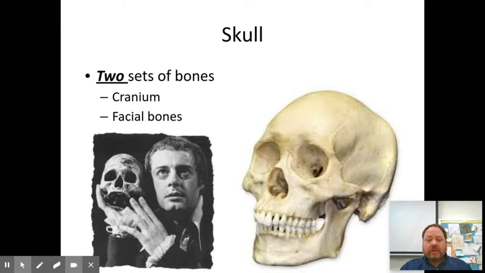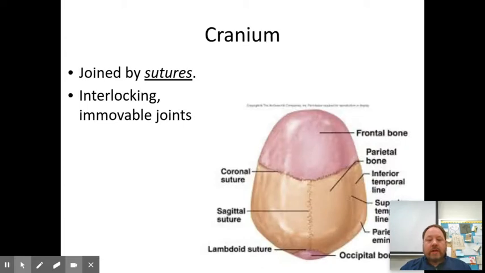All right, now the skull is two sets of bones. There's the cranium that protects the brain, and then there are all the facial bones that protect some of the key sensory organs of the body. Now, your cranium is built of these bones that have basically fused together. They're joined together at connections called sutures. In sutures, they're like interlocked joints stitched together with proteins, so they're basically immovable. So when these bones get stitched together, it forms one solid unit.